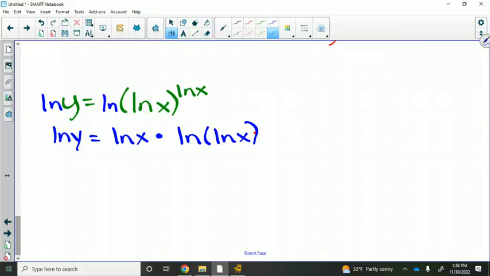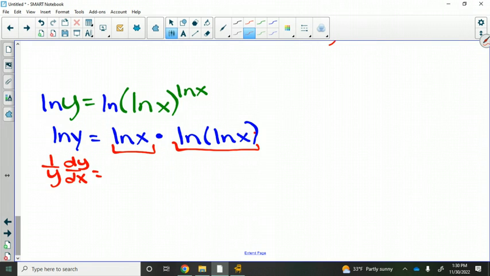Okay, on the right-hand side, what's the major rule? Product. So these are the two parts. Okay, left is like normal. 1 over y dy dx. Okay, we're going to take this slow. First times the derivative of the second. So this right here, all of this is our u. So 1 over u times the derivative of u. What's the derivative of u? 1 over x.